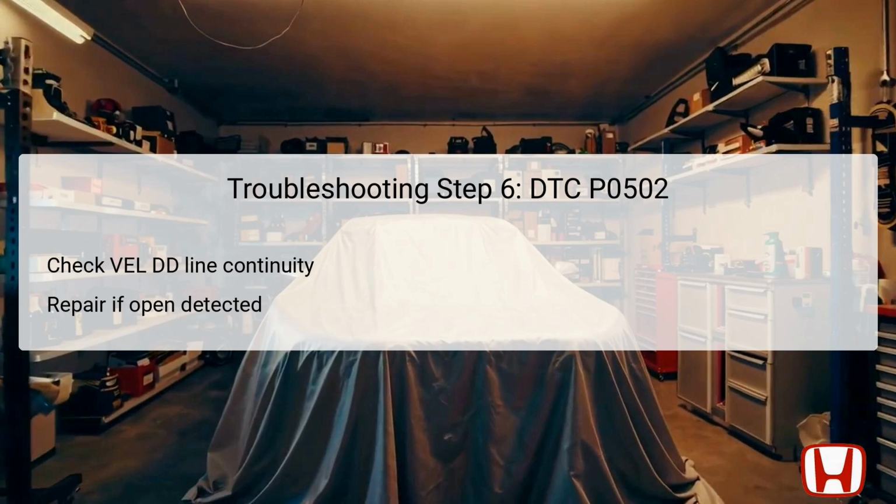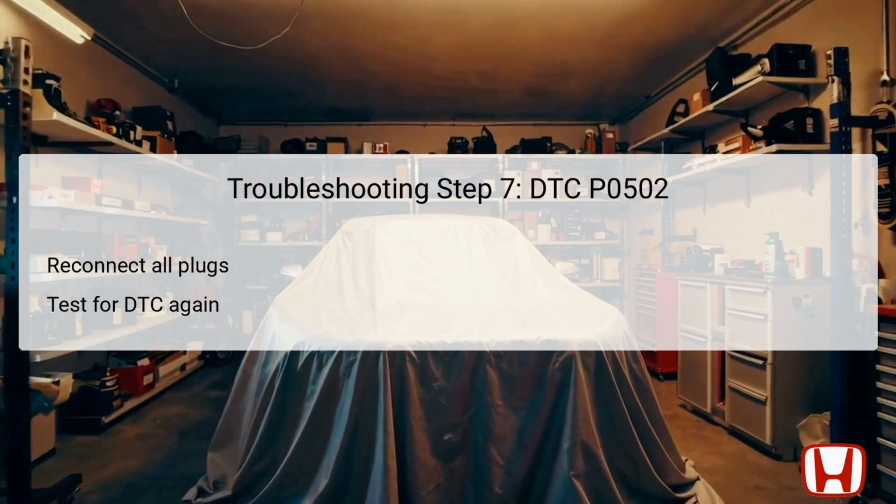In this event, it would be necessary to consider updates for the PCM software or substituting it with a known good PCM to eliminate software issues. If DTC P0502 clears following this verification, troubleshooting can conclude satisfactorily. However, if no continuity is detected, repairs focused on the VELDD wire become a priority.